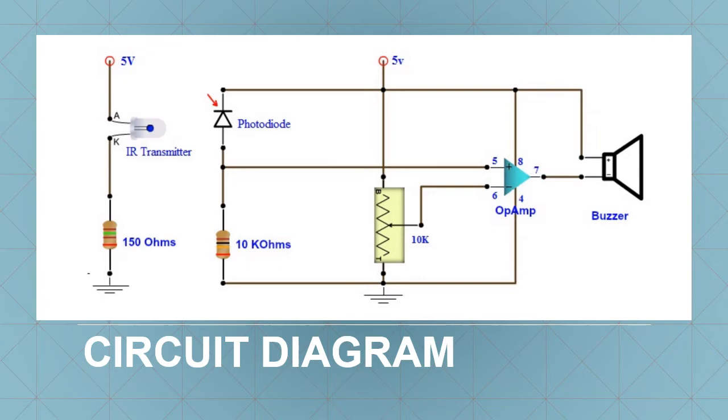Pins 8 and 4 of the op-amp are supply pins. They are connected to the VCC and ground respectively. The output of the op-amp is taken at pin 7. One terminal of the buzzer is connected to pin 7 of the op-amp while the other terminal is connected to the VCC.